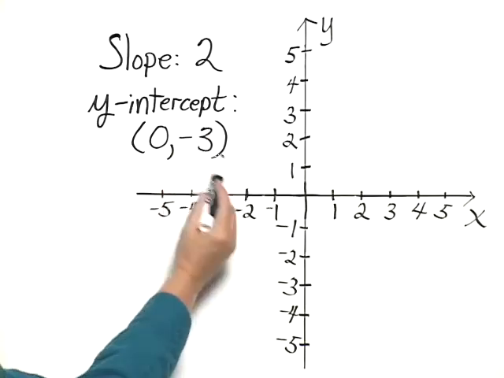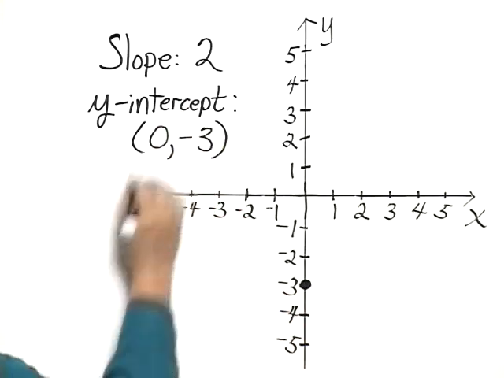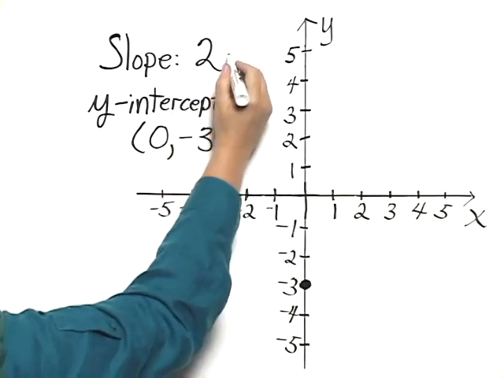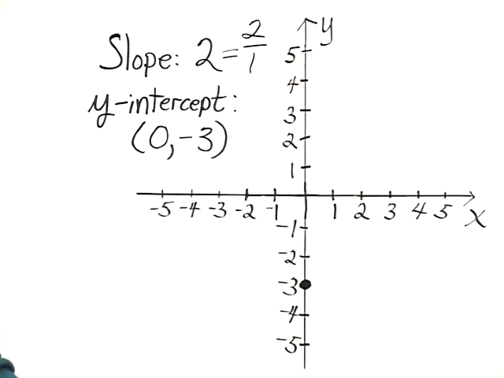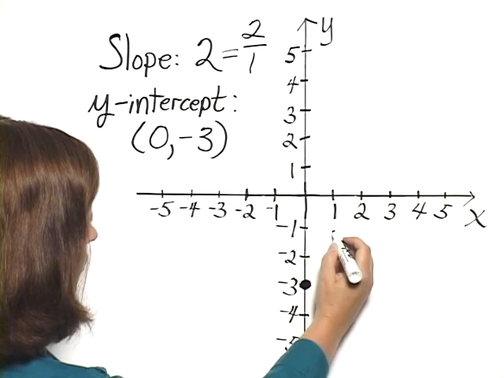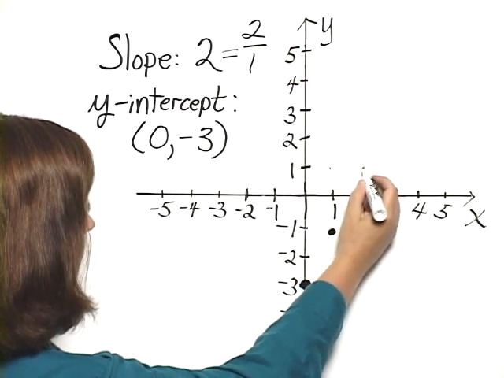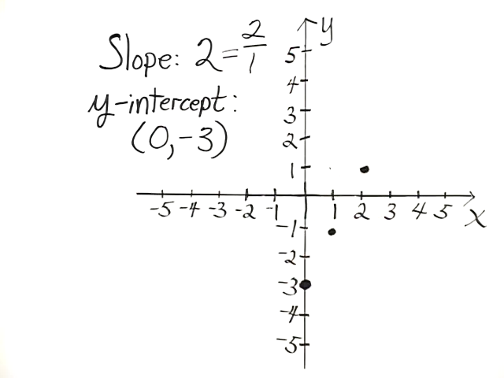First of all, we plot the y-intercept, 0, negative 3. And then we use the slope to count off rise over run. Now since it's written as a 2, we'll rewrite this as 2 over 1. And we'll go up 2 and over 1. And then we can go up 2 more and over 1. And we have 3 points on the line.